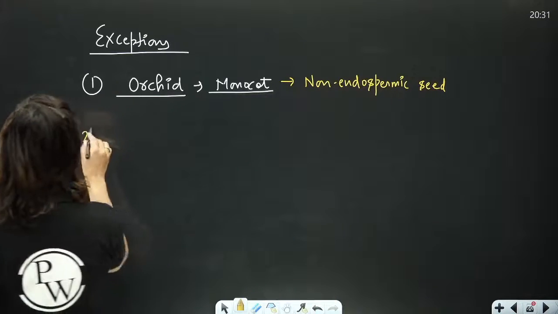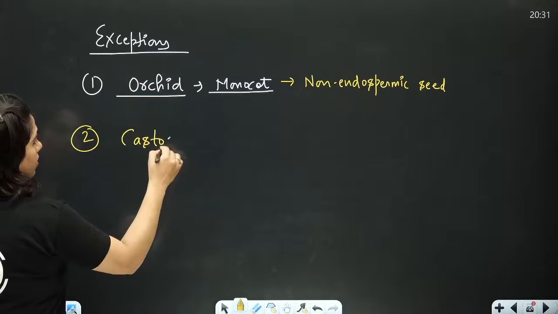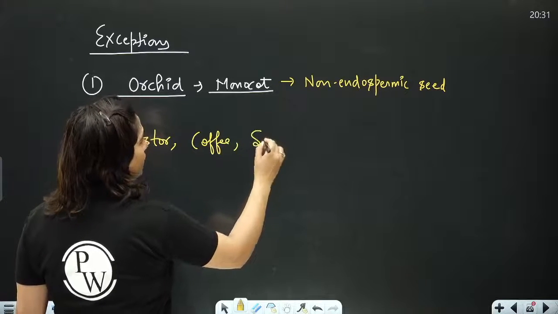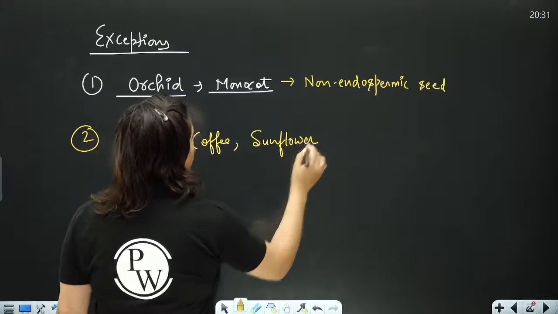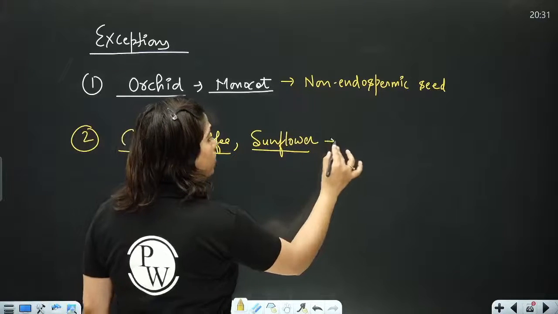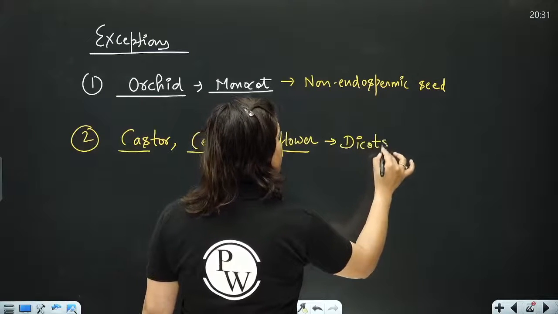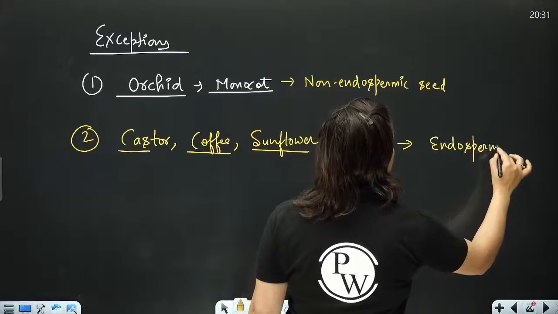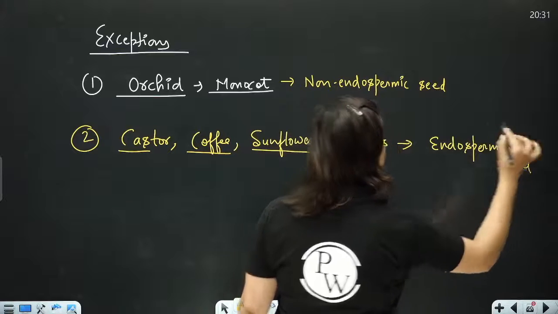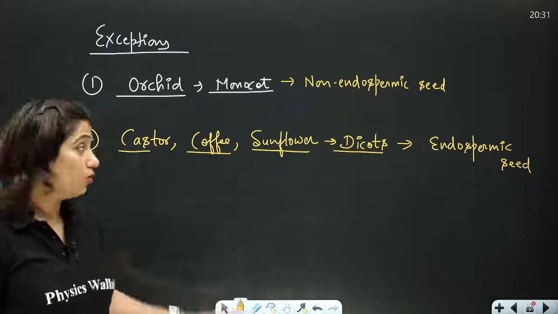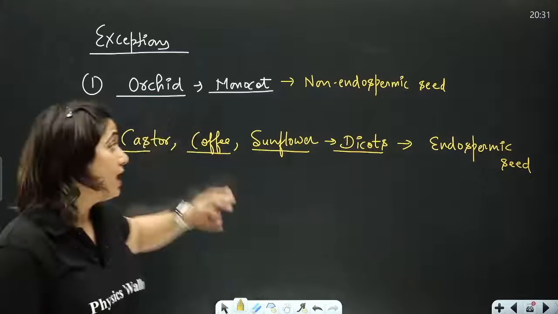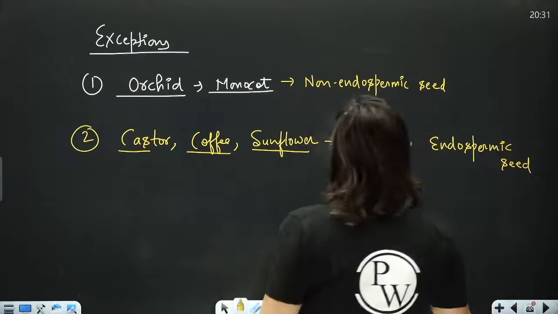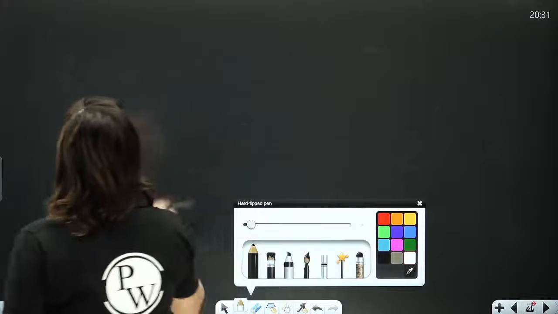Then second is castor, coffee, or sunflower, right? These are dicots, but still they have endospermic seed. So in dicots, non-endospermic seed is found, but these are dicots and still they have endospermic seed. And orchid is a monocot, but still it has non-endospermic seed. Okay, this is important. Then another kind of seed which is important is perispermic seed.